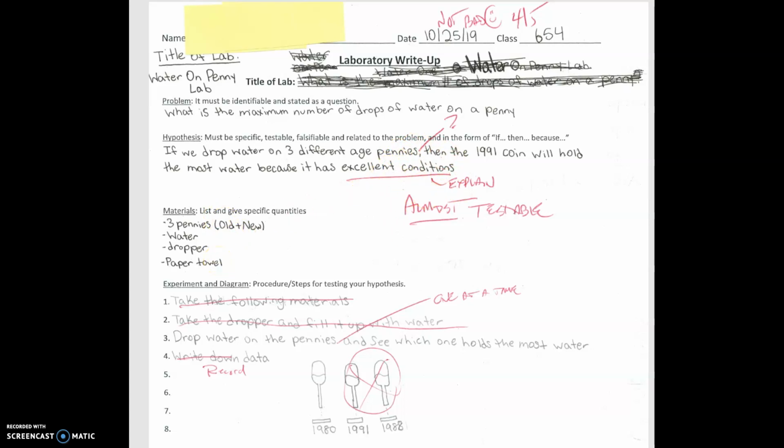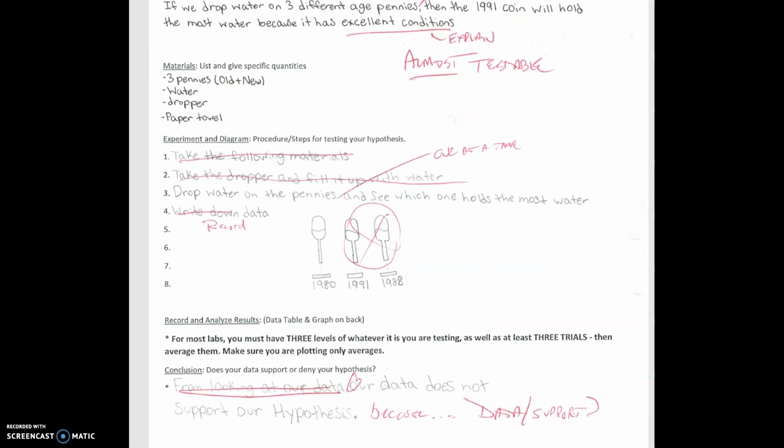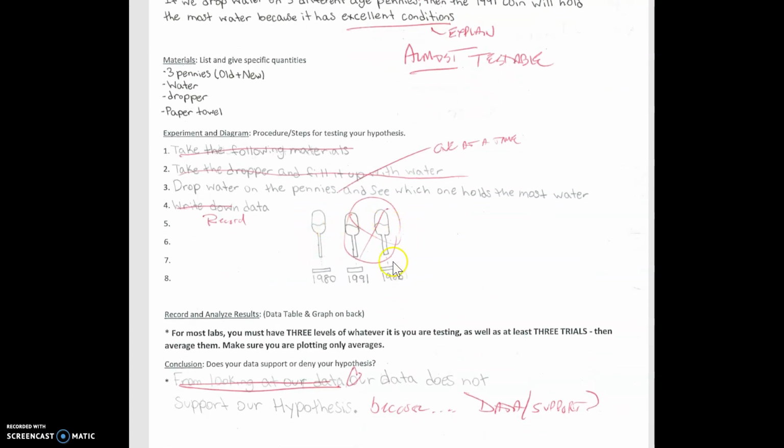Materials are correct. Don't get carried away with your diagram. Take the following materials, irrelevant. Take the dropper and fill it with water, irrelevant. Dropping water on the pennies and see which holds the most water and record that data, very relevant. So then you would do step 3 again with the next 2 pennies. You do not have to draw 3 droppers. We assume that you're dropping it on them all.